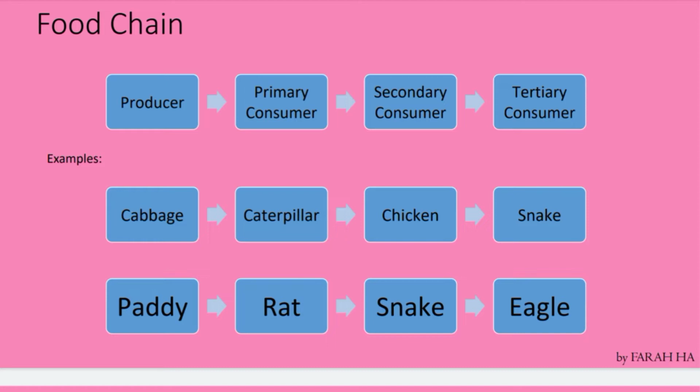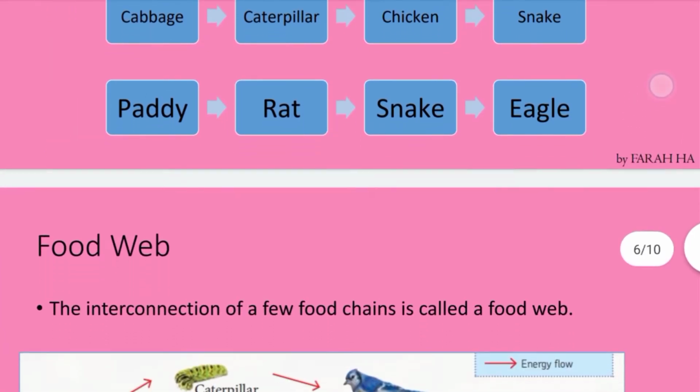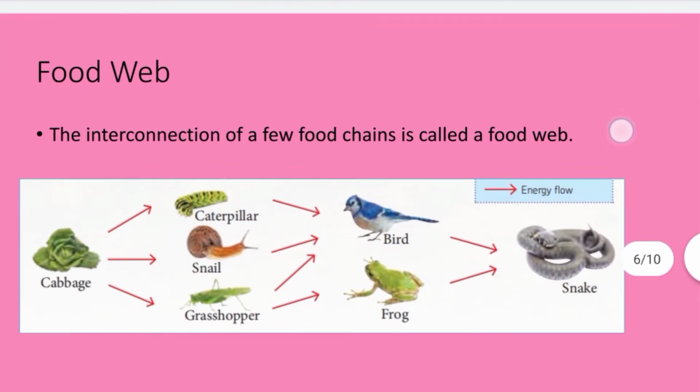So another example, in paddy area, paddy is a green plant, will act as producer. So the rat will eat the paddy, the snake will eat the rat, and the eagle as the tertiary consumer will eat the snake. So after we learn about the food chain, we will learn about the food web.